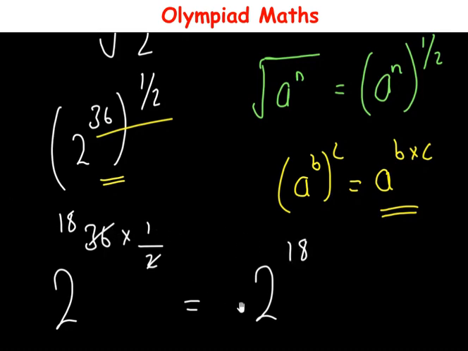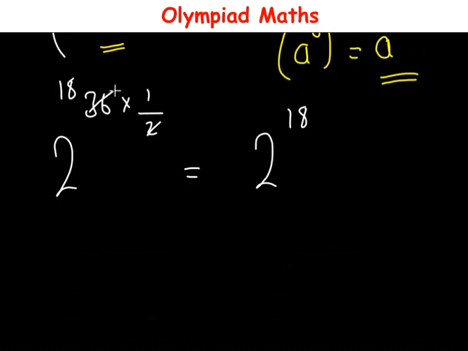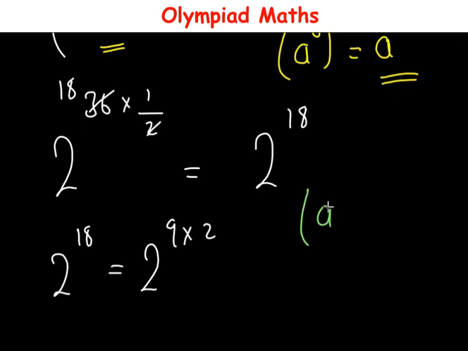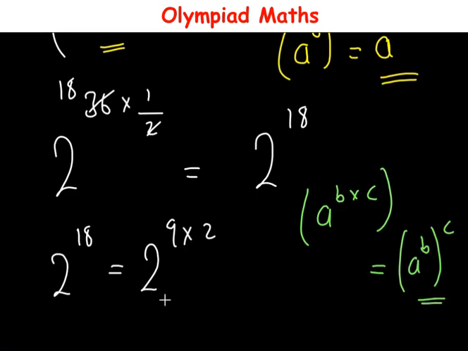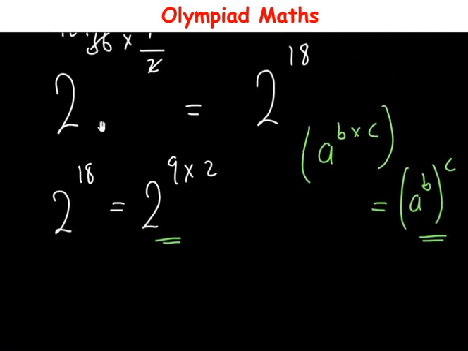So from here, we have 2 raised to power 18, which can be written as 2 raised to power 9 times 2. So applying this rule of indices, that if you have a raised to power b times c, this is equal to, in brackets, a raised to power b, all raised to power c. Applying it right here, this is equal to, in brackets, 2 raised to power 9, all raised to power 2.